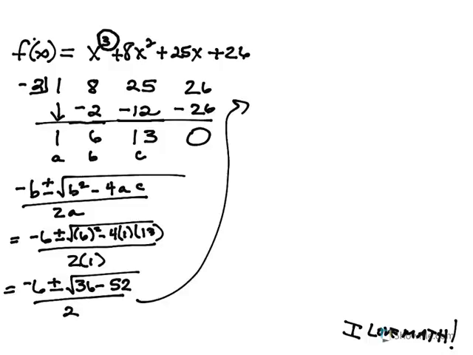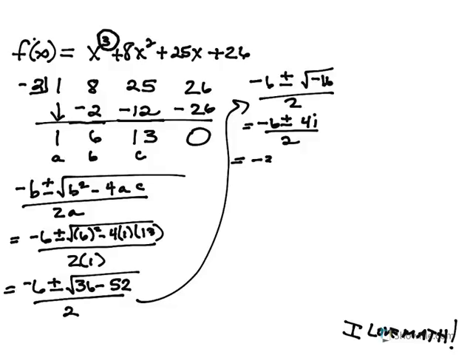Make sure you continue to simplify. The square root of -16 is a 4i. So we need to make sure we simplify. 6, 2, and 4 all share a 2.